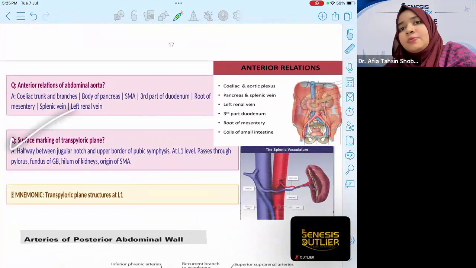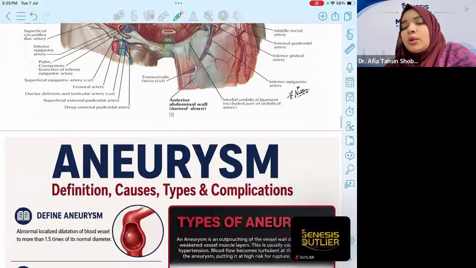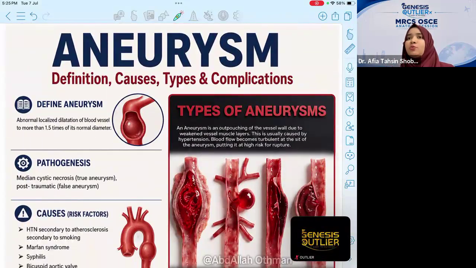We have already covered surface marking of transpyloric plane. This is also an exam question. So come to another important topic from here, aneurysm.